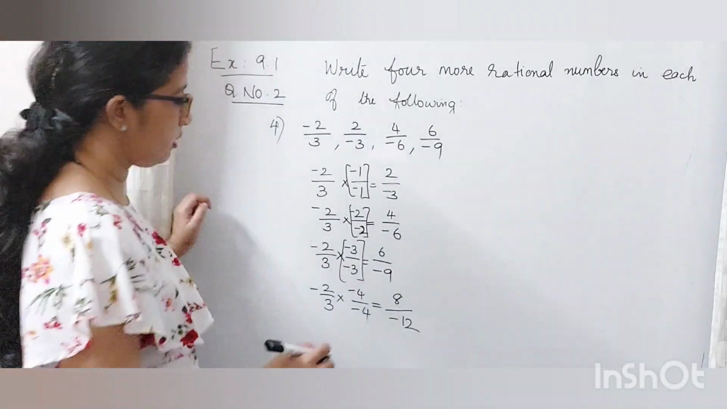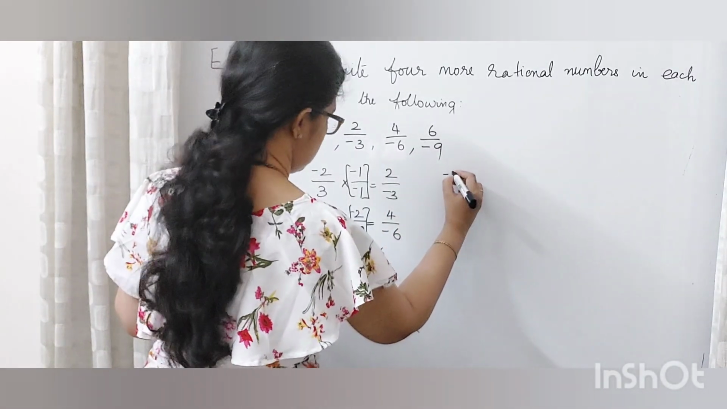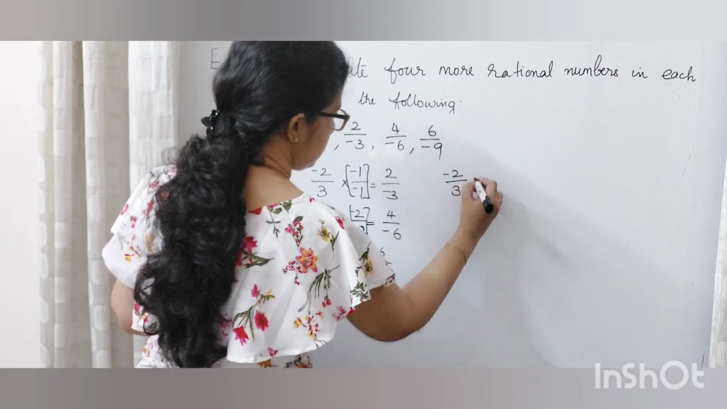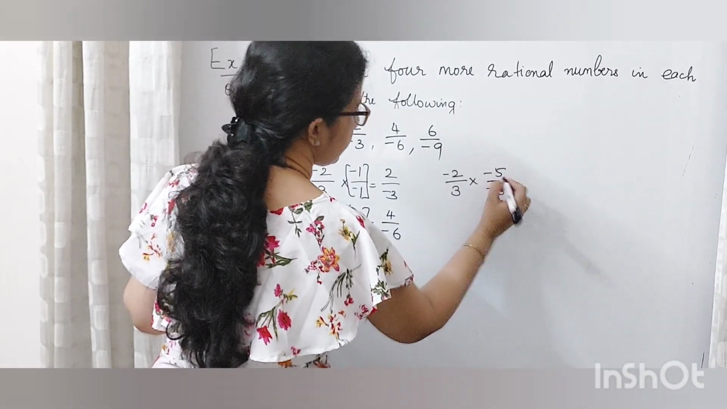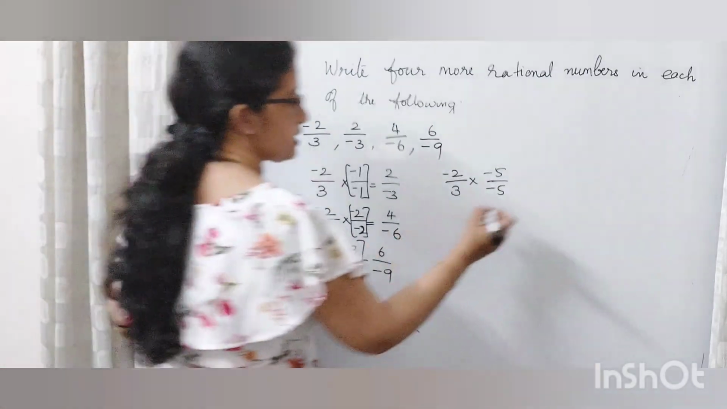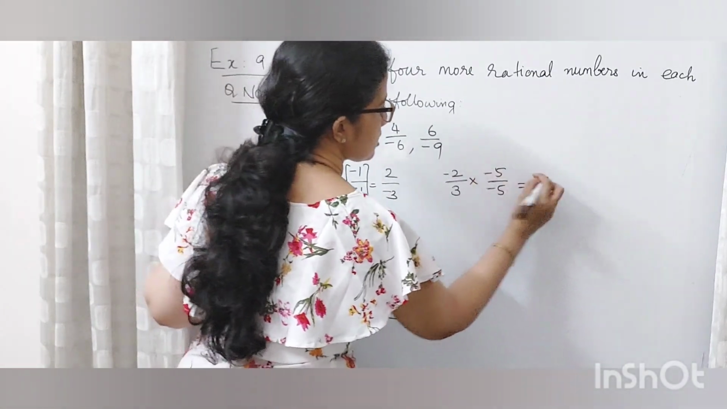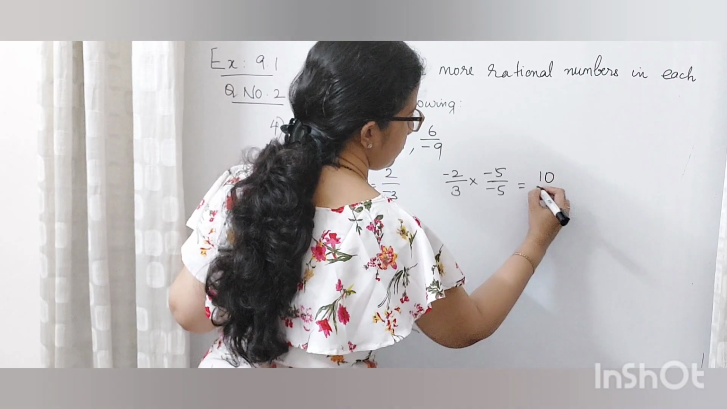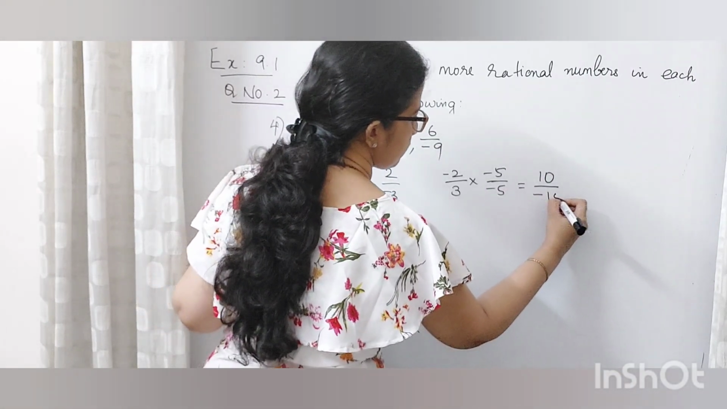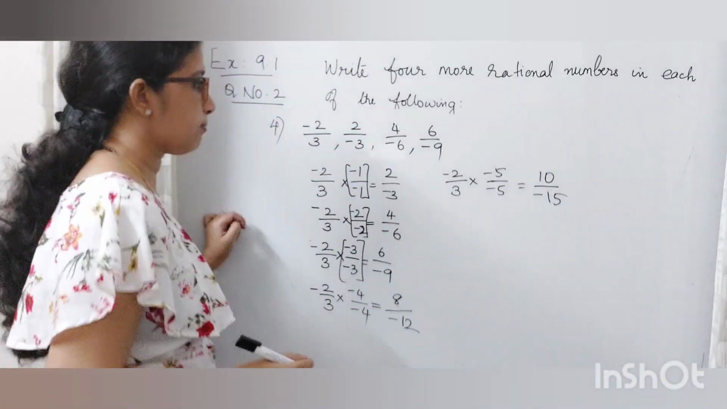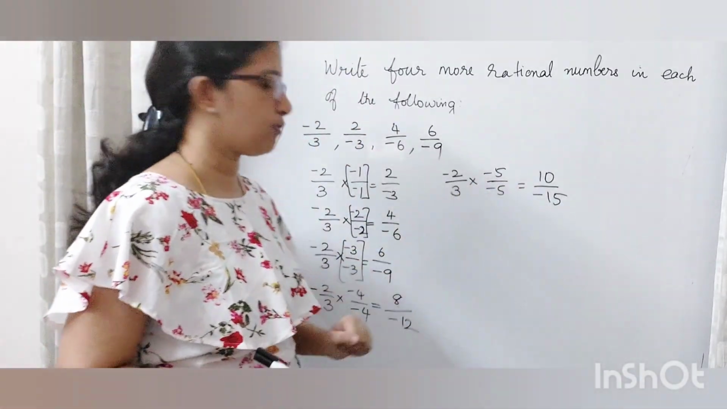So our next number is 8 by minus 12. Now what is the next number? Minus 2 by 3 into minus 5 by minus 5, if we do, we'll get the next number, correct? So what is the next number? Minus 2 into minus 5 is 10, divided by 3 into minus 5 is minus 15. Okay, so the next number is 10 by minus 15.